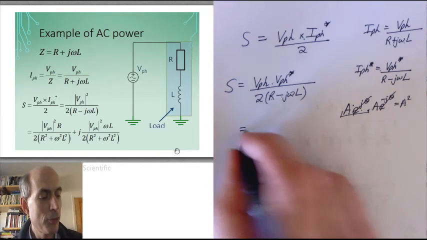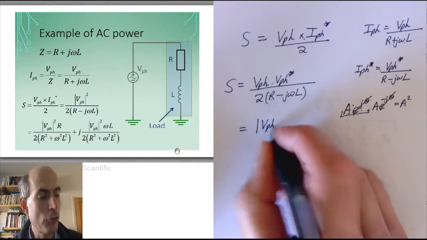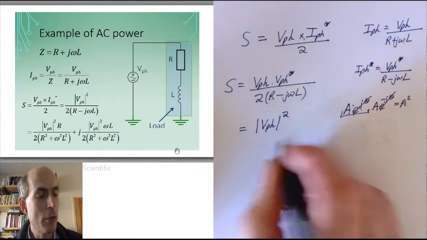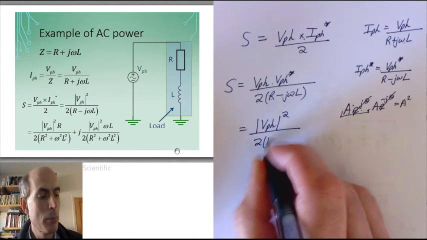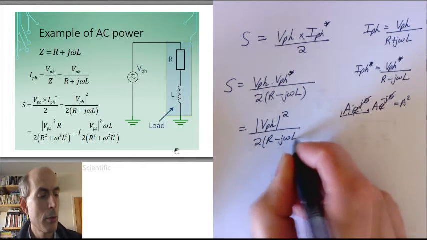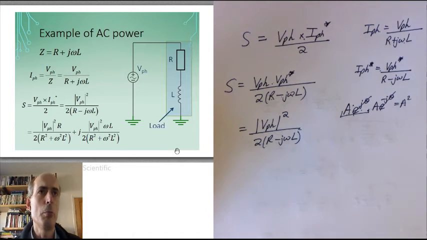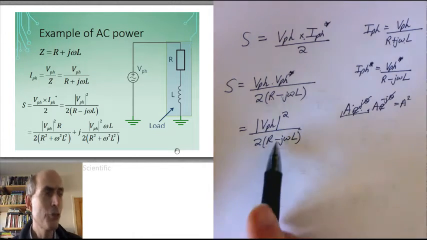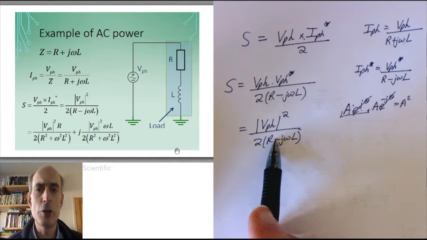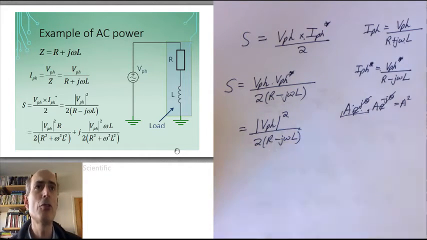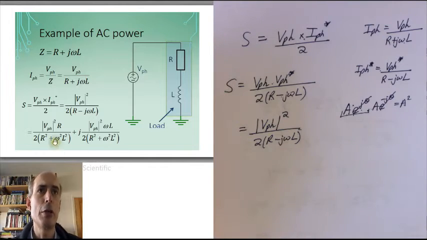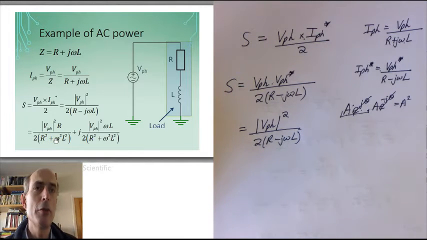So I could write this as the modulus of the voltage phasor squared, divided by 2, times R minus j omega L. And I can take that expression and work out its real and imaginary components, and that would give me the expressions that I've got here. This is the real component of the complex power. So that's the average amount of power that is being dissipated by this circuit.